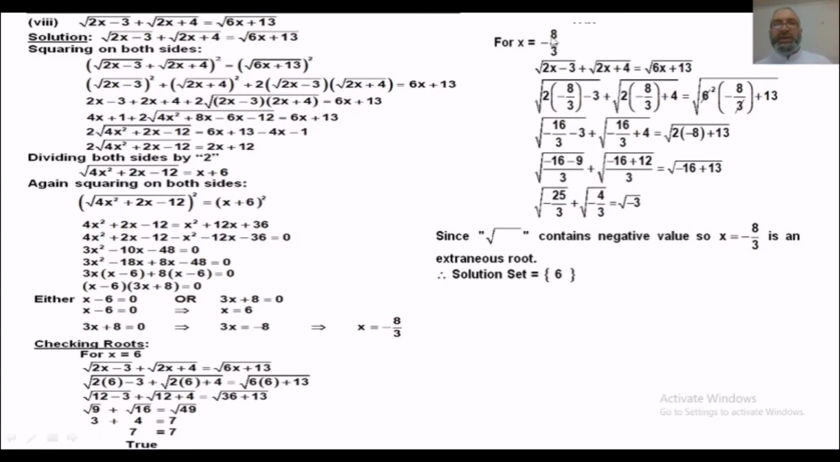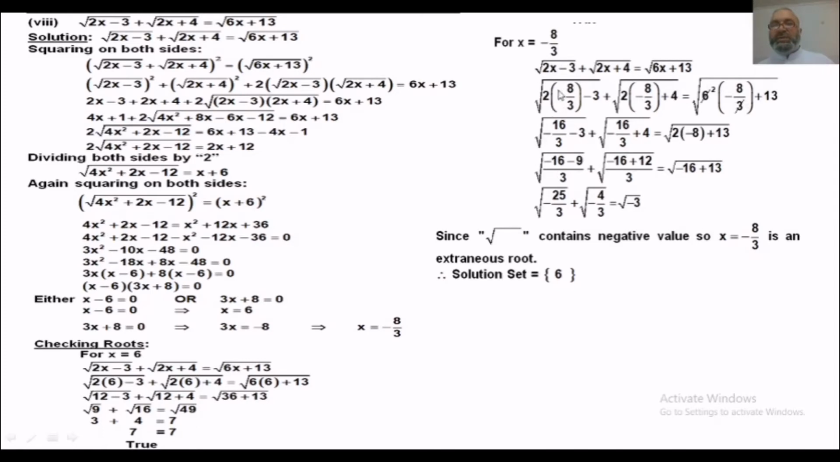Put x is equal to minus 8 by 3 in the original equation. We have the equation 2x minus 3. This one, putting x is equal to minus 8 by 3, we have 2 into minus 8 by 3 minus 3 plus the square root of 2 into minus 8 by 3 plus 4 is equal to, on the right side, the square root of 6 into minus 8 by 3 plus 13.